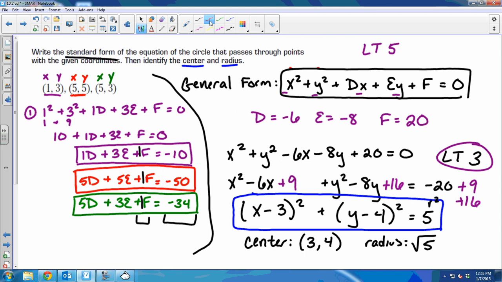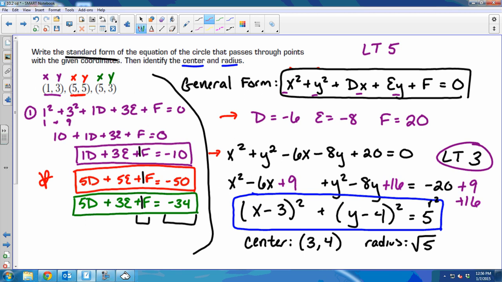So this part, I took my time on it for this first example, but really you don't have to show any work. You just need to write the equations. You can do most of that in your head or calculator. Once you have those 3 equations, the next part you just do in your calculator, so that's like no work at all. Once you have D, E, and F, you substitute it back into general form, and then you just have a learning target 3 problem.